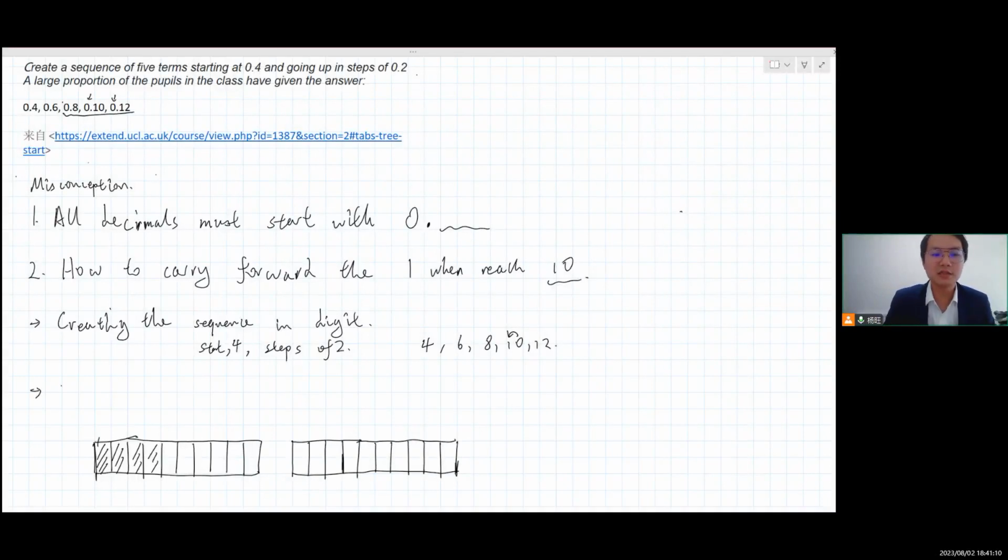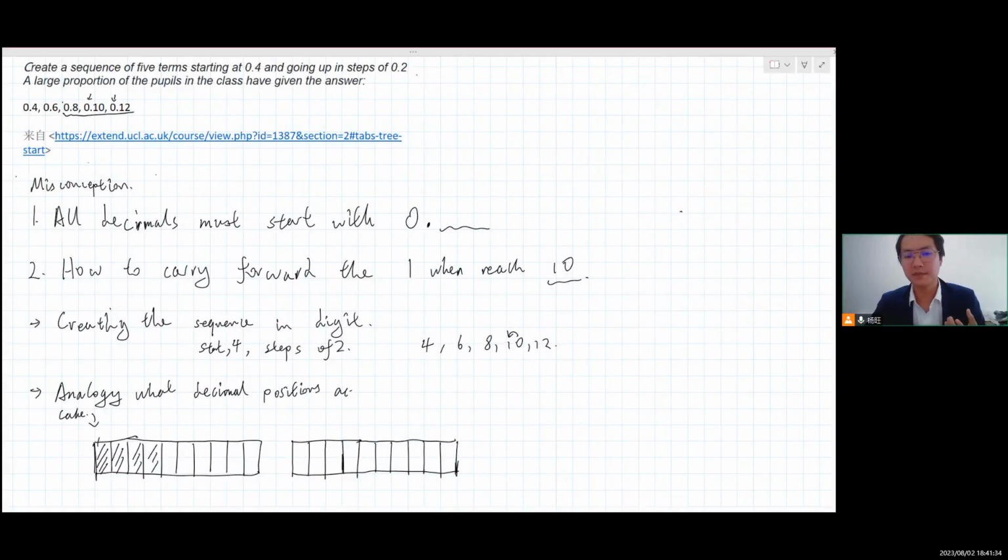Secondly, I would use analogies to reconfirm the meaning of decimals, such as using the cake illustration below. An analogy of what decimal places or decimal positions actually mean. For example, the meaning of 0.1 will be splitting 1 into 10 equal pieces. We can see that as splitting a whole cake into 10 equal slices. And what would 0.4 represent?